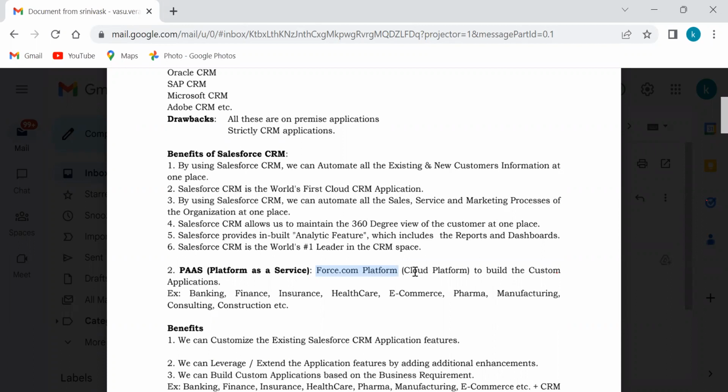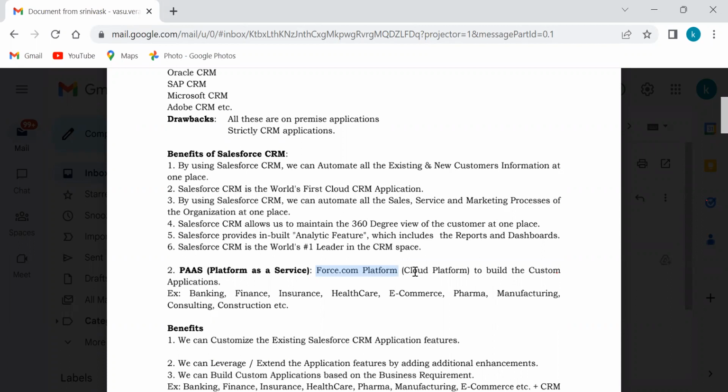But suppose any of these organizations wants to use the Salesforce CRM application, then how? We have to build that application for them. We have to develop that application and provide that solution to them. Suppose a bank wants to use the Salesforce CRM application to automate their banking processes, then as a Salesforce developer, you have to build that Salesforce CRM application related to the banking sector, and you have to deliver that to them.